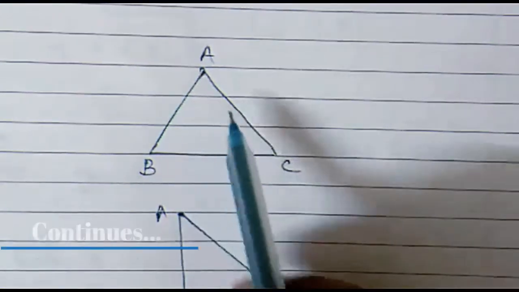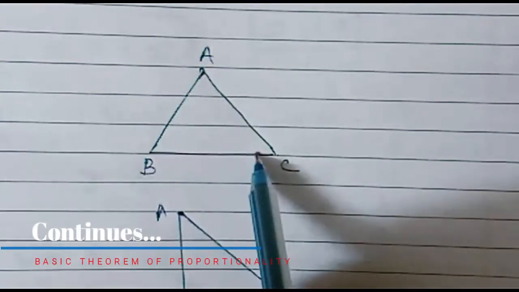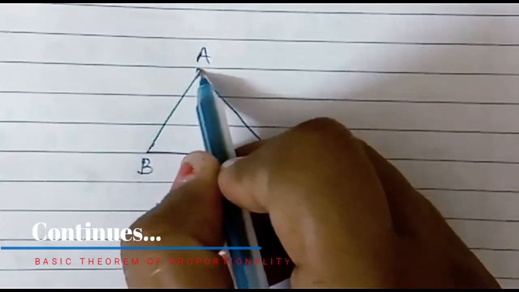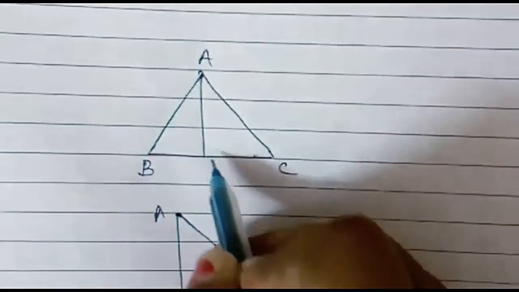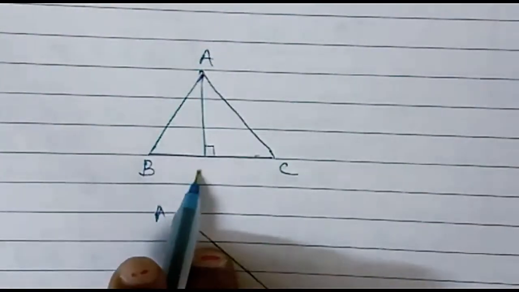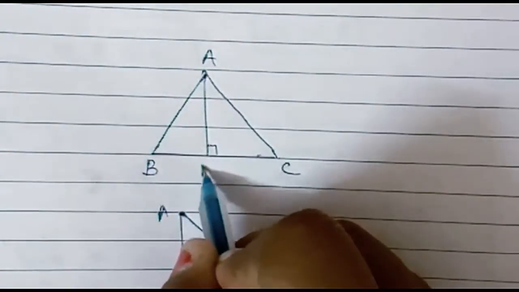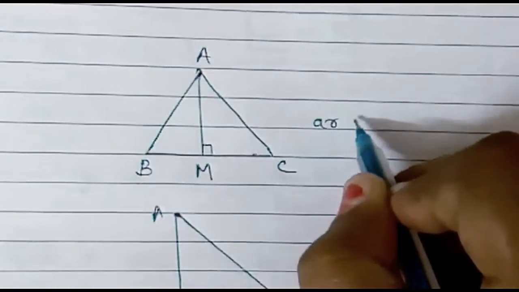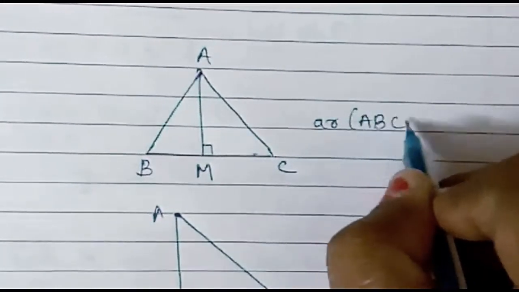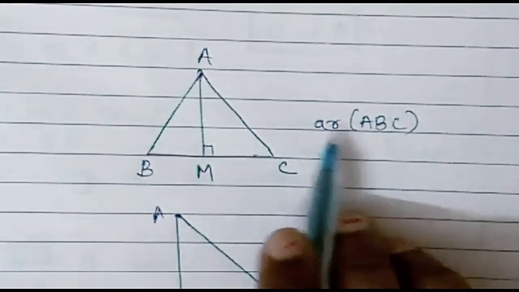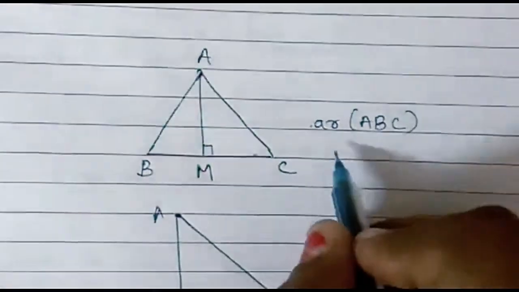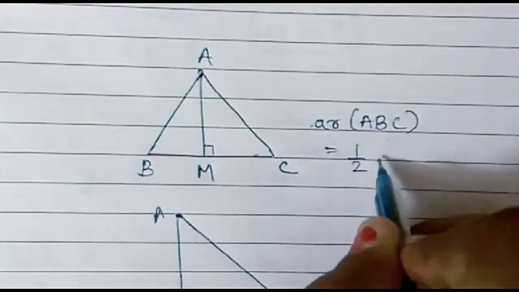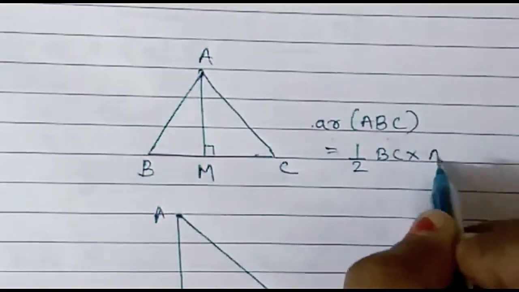We all know area of any acute angle triangle can be easily obtained by drawing a perpendicular from any of the vertex to the opposite side. So let us take AM perpendicular to BC. So right now I can say area of triangle ABC, this is the way how to write in short, area of triangle ABC is equal to half into base into height, right?